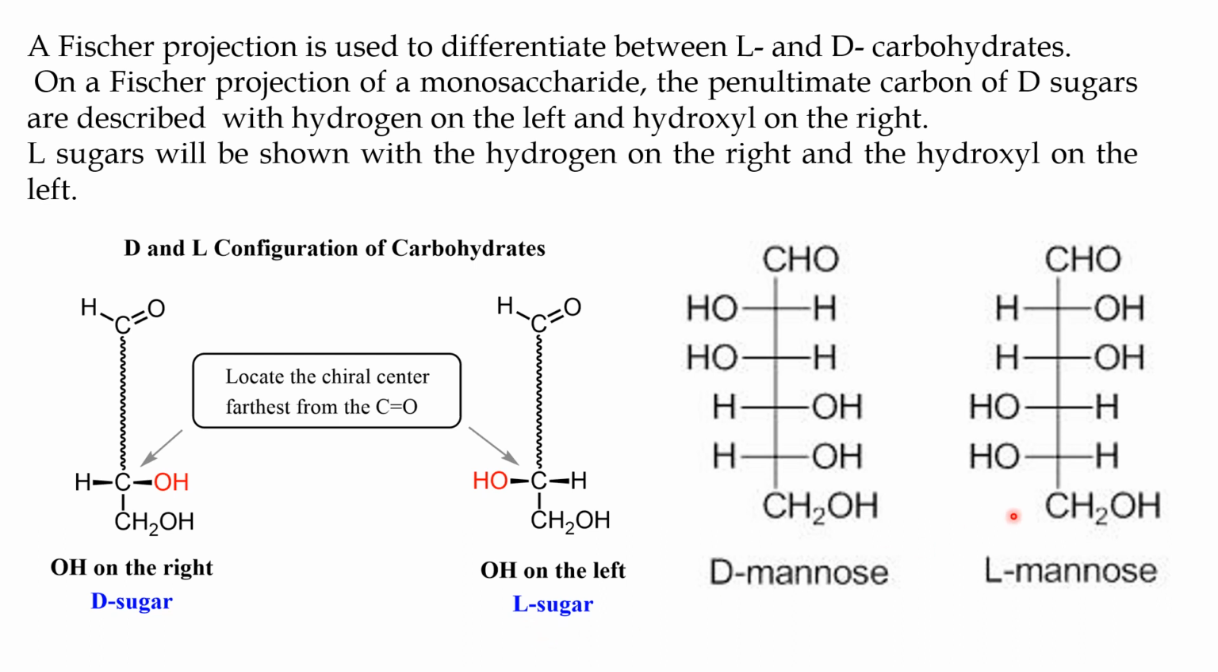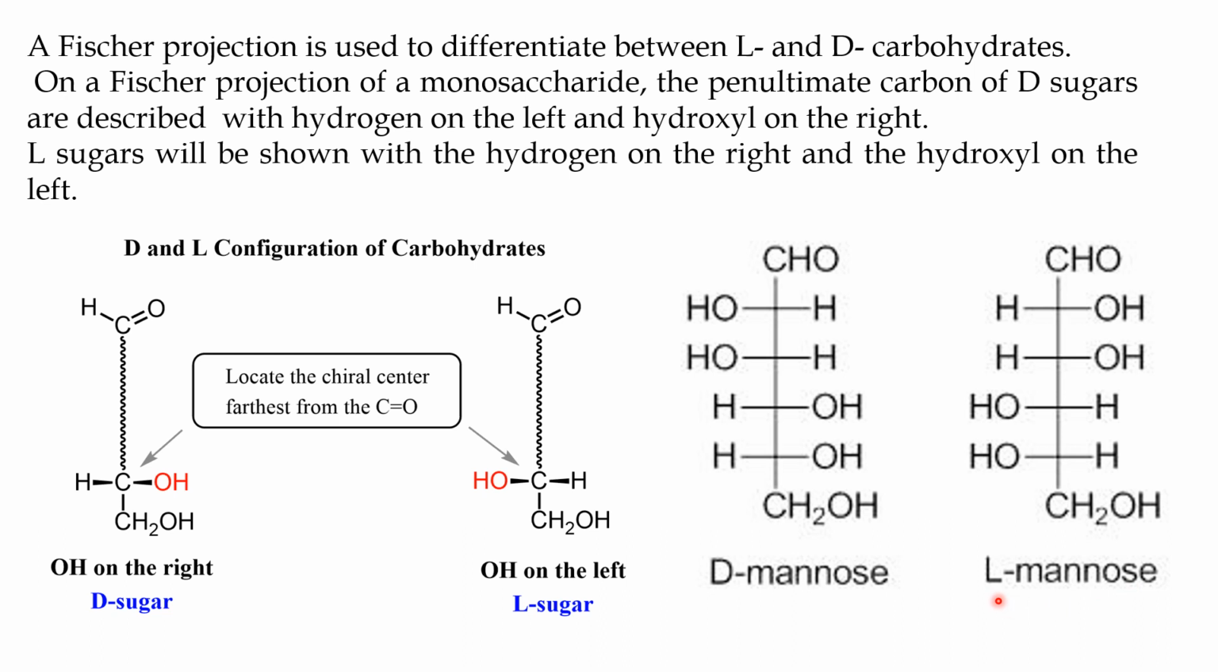See another example: D-mannose and L-mannose. Why is this D-mannose? Because in D-mannose, the last asymmetric carbon atom has the OH group on the right hand side, while for L the OH group is on the left hand side. Hence, this is a D sugar and this is an L sugar.